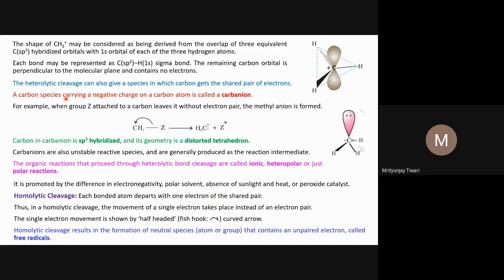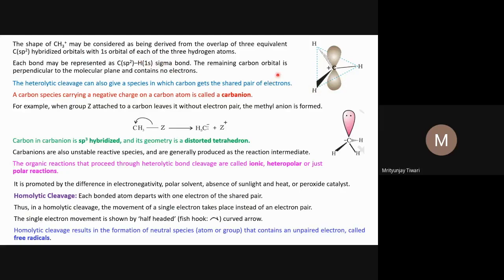So each bond may be represented as carbon sp2, hydrogen 1s, a sigma bond, since only one bond is there. So these bonds are sigma bonds, between the sp2 hybridized orbital of the carbon, having a positive charge, and the 1s orbital of the terminal hydrogen atoms. And so this is the nature of this chemical bond, the sigma bond.